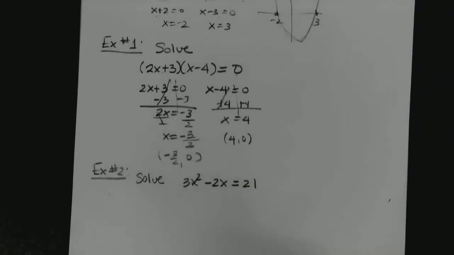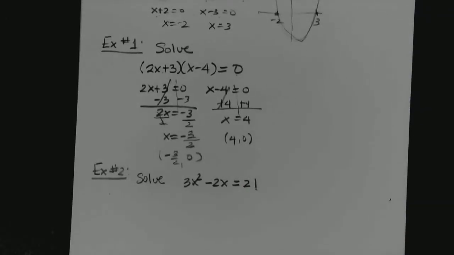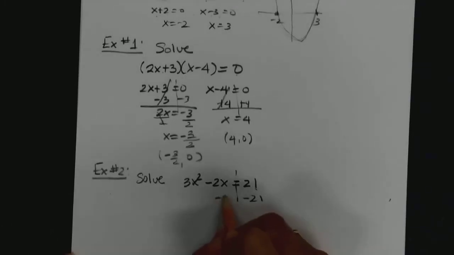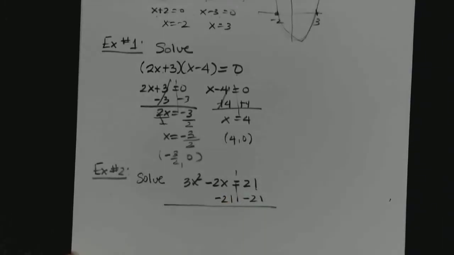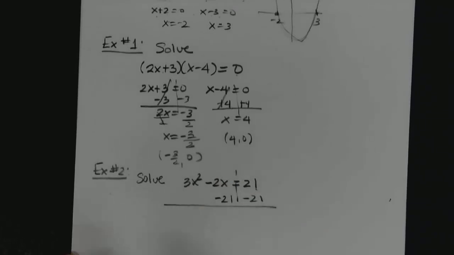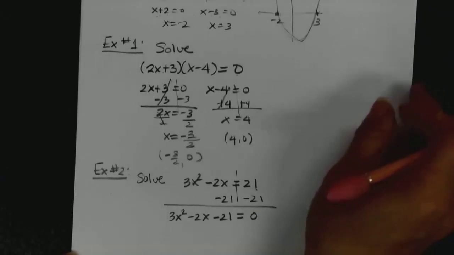Remember, when you're solving, it has to equal 0. Is this equal to 0? No, I want to make this become 0. How do I make that become 0? Minus 21. If you're going to minus 21 here, you have to do it to the other side. So minus 21. Are these like terms? No, they're all different terms, so you just put them next to each other. 3x squared minus 2x minus 21 is equal to 0. Now it is equal to 0.